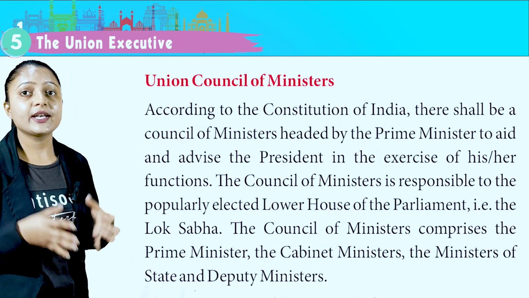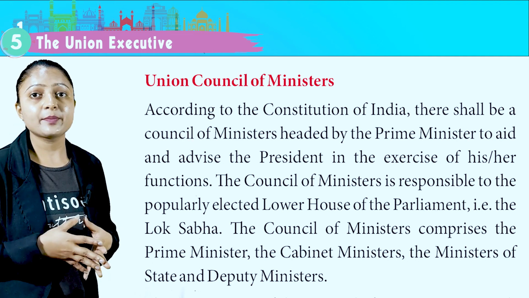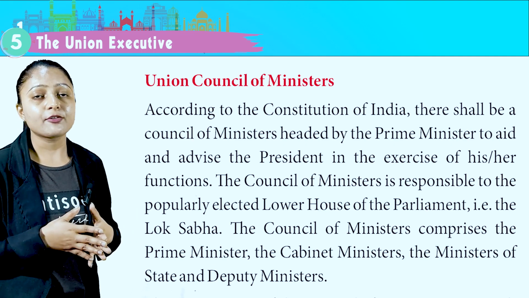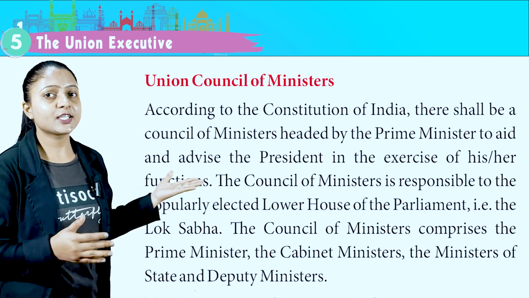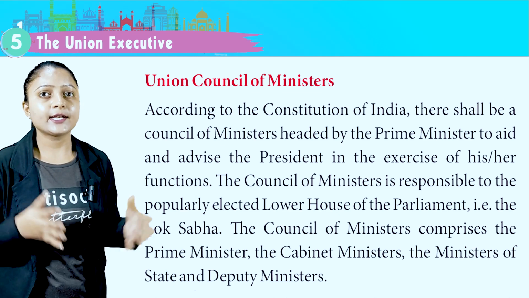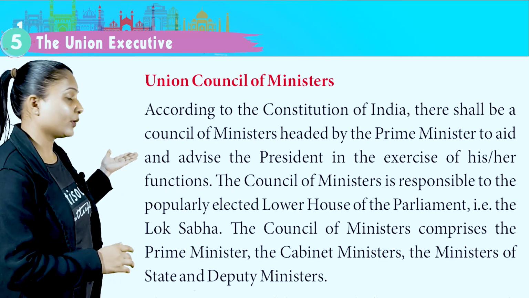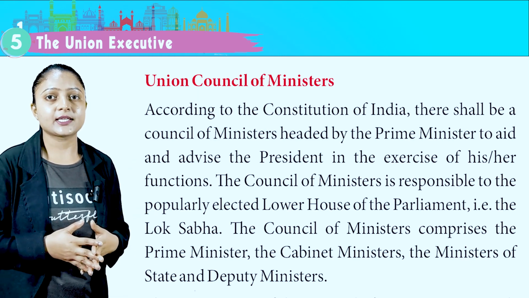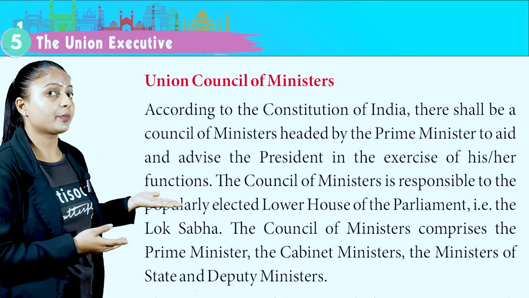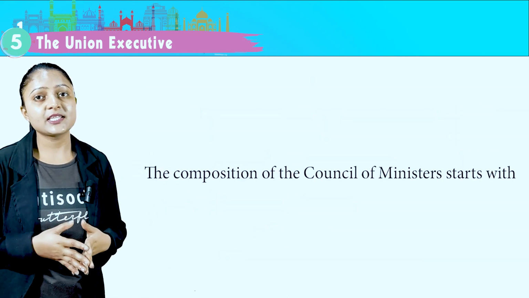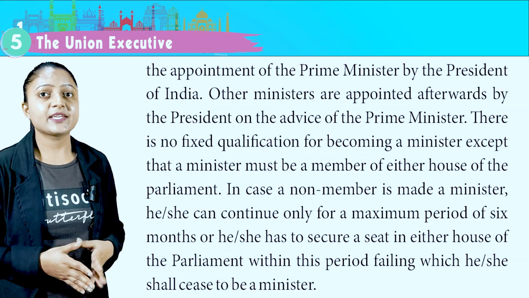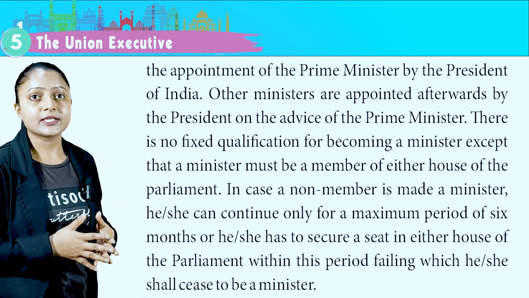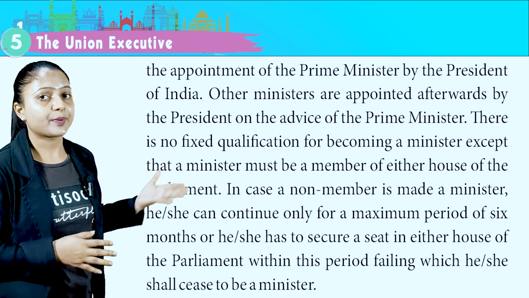Union Council of Ministers. According to the Constitution of India, there shall be a Council of Ministers headed by the Prime Minister to aid and advise the President in exercise of his/her functions. The Council of Ministers is responsible to the popularly elected lower house of the Parliament, that is, the Lok Sabha. The Council of Ministers comprises the Prime Minister, the Cabinet Ministers, the Ministers of State, and Deputy Ministers. The composition of the Council of Ministers starts with the appointment of the Prime Minister by the President of India. The other ministers are appointed afterwards by the President on the advice of the Prime Minister.